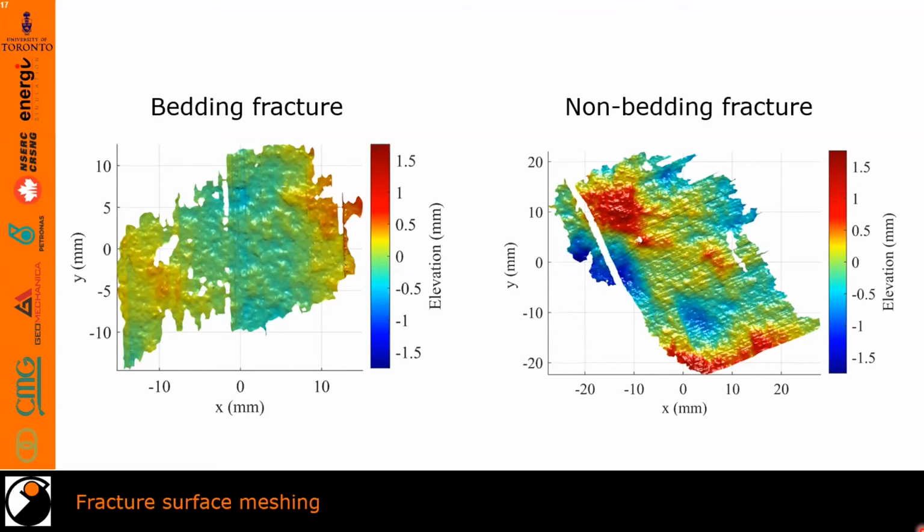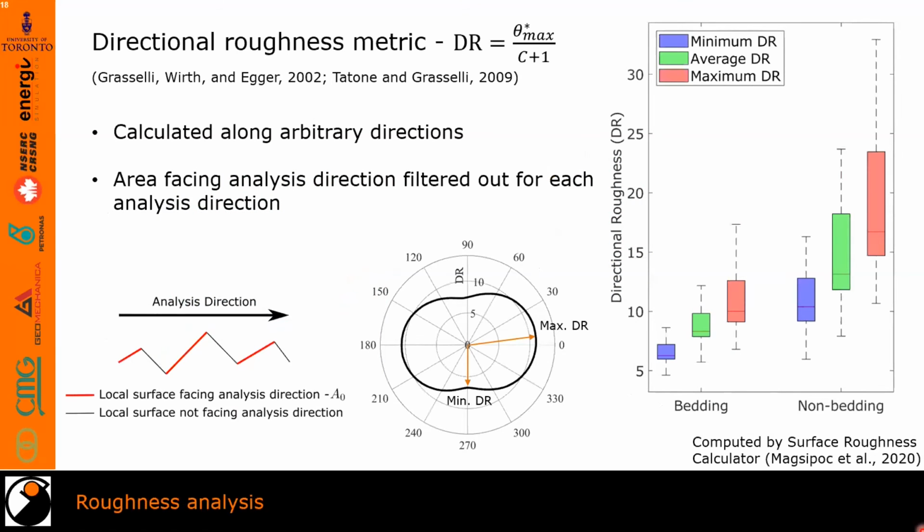So the roughness of each fracture was calculated using the directional roughness metric. And this calculates roughness in 3D along arbitrary directions in the surface being analyzed. And it does so by establishing an analysis direction and then filters out the areas facing against it. And these filtered areas are considered to be the contributors of shear stress against the analysis direction due to their orientation. Then the slopes of these areas are used to determine the directional roughness metric.